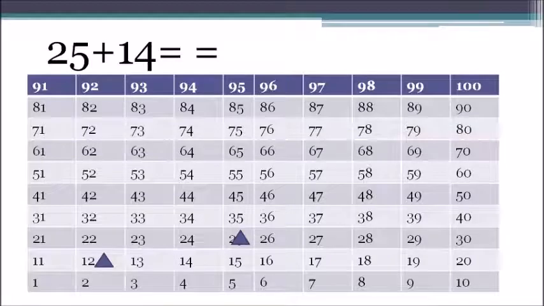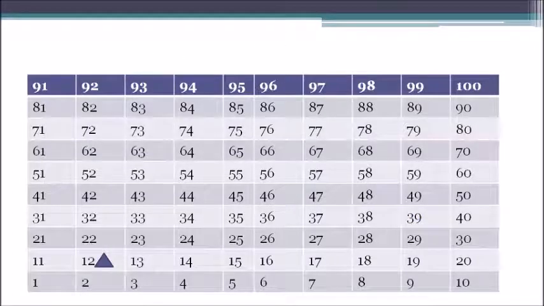So let's take one step upward, then we'll reach 35. Then what do we have to do? We have to take 4 steps towards right. We are standing on 35, then when we take 4 steps, we will reach 39. So what will be the answer? Answer will be 39. So by using this number grid, you can easily find the answer of any calculation. So now let's move forward to the next round.